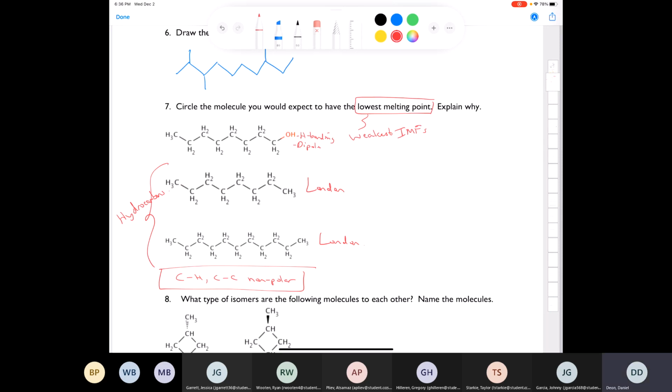Yeah, it's the one in the middle. Why? Because it's the smallest one. So only London forces and smallest molecule. So it's going to be easiest to break the intermolecular forces and cause that compound to melt.